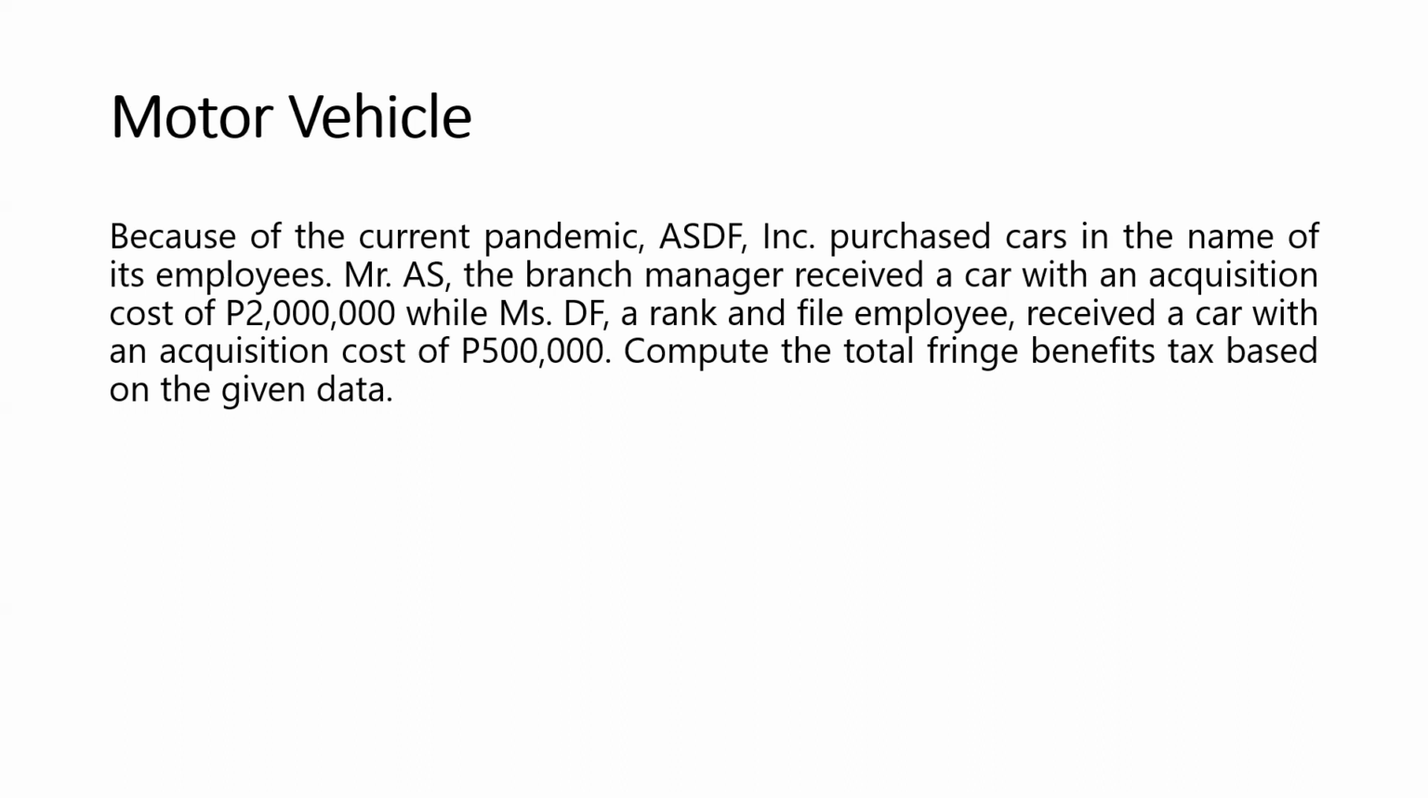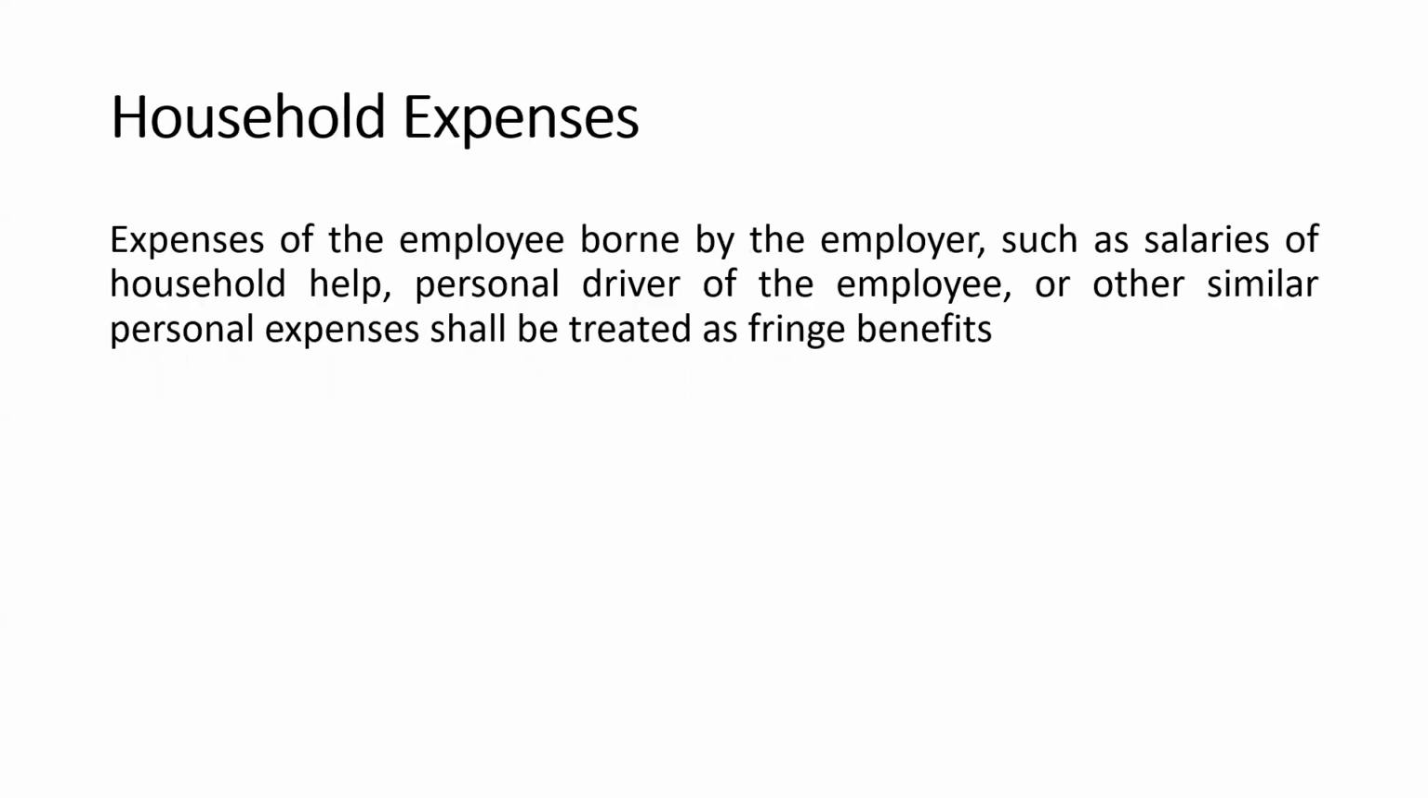Sir, parehas silang binigyan ng kotse, pwede bang i-combine? Huwag mo i-combine kasi yung isa rank and file. Kapag rank and file, hindi subject sa fringe benefit tax. Subject siya sa ordinary tax, diba? Sa graduated tax table. So yung 2 million lang yung target natin. 2 million, no? In the name of the employee. So 2 million na yung actual monetary value divided by 65% times 35%. So that is your fringe benefit tax.